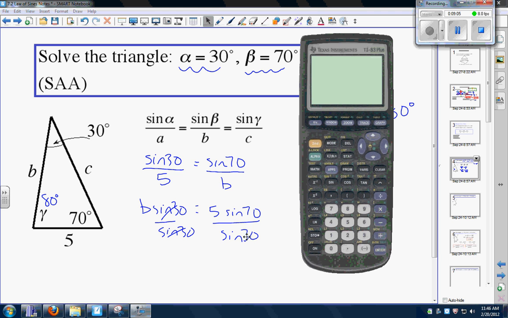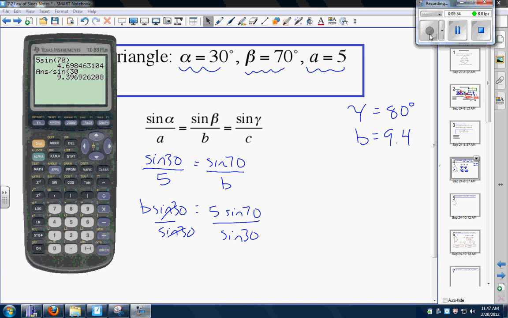And it is super important that you put these in your calculator correctly as well. So make sure you're still in degrees. Okay, I'm going to do 5 sine of 70. Make sure that guy gets closed up, then hit enter and then do what you want to do next. We want to take that answer and divide it by sine of 30. Okay, 9.39.